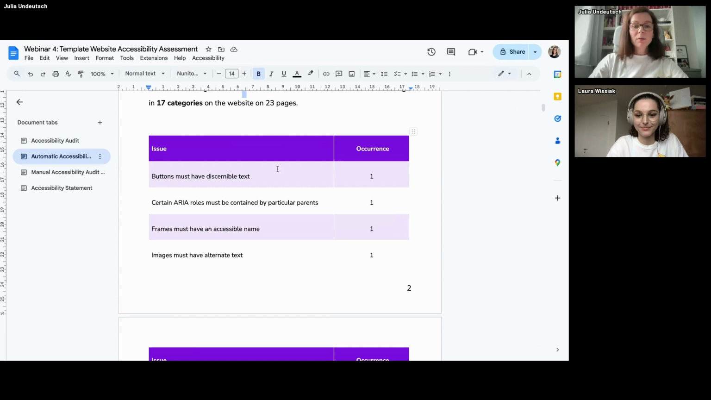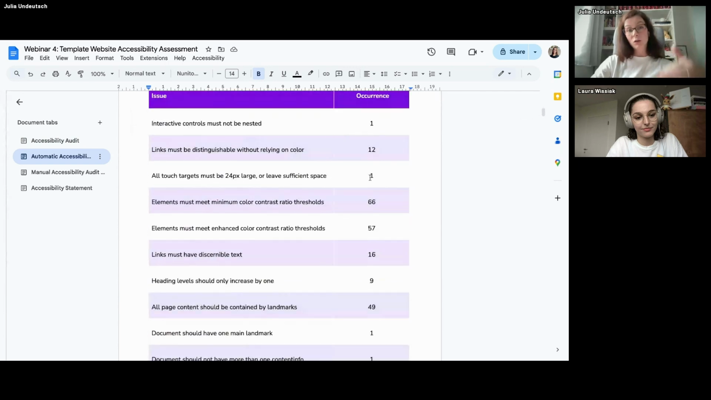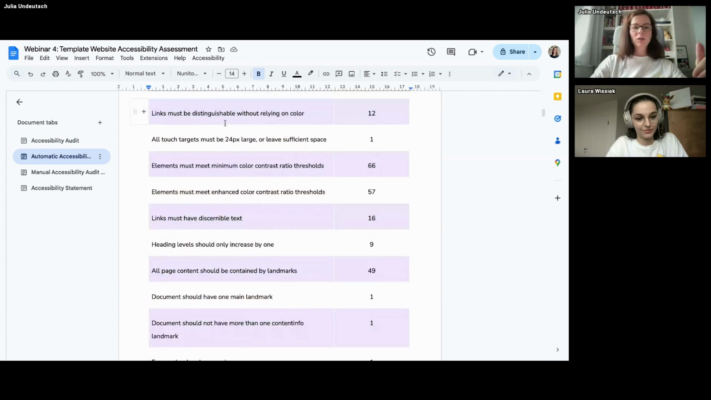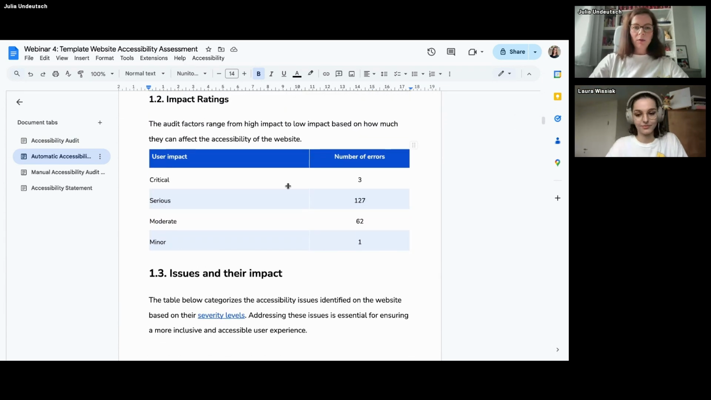I provided a table with the name of the tickets and how often they occur on the sites. These are all the automatic testing issues, so it was very easy, because axe DevTools, for example, already shows me the list and the name, so I did not have to come up with the name. I also created a table with the user impact and how often these numbers of errors occurred.